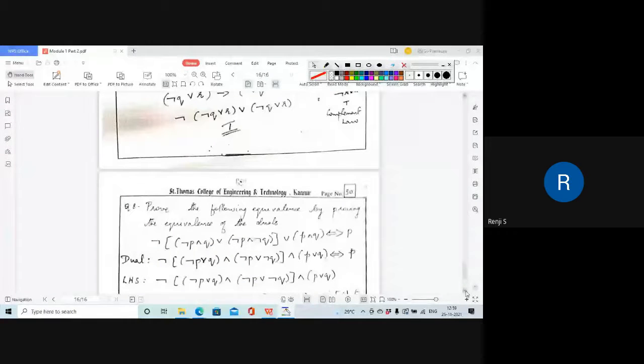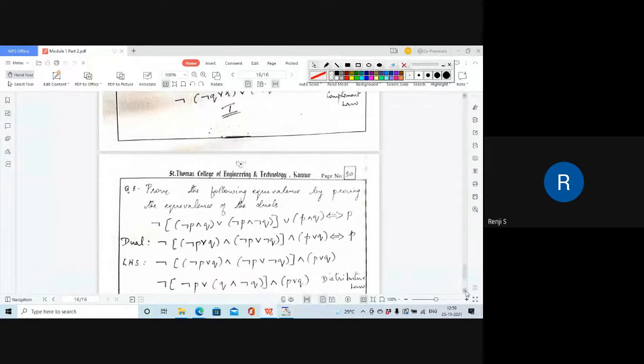Next, write down this question. Prove the following equivalence by proving the equivalence of the duals. This is your 7th question. I had left one question in between, that's why this is 8. This is your 7th question. Okay. So prove the following equivalence by proving the equivalence of the duals.